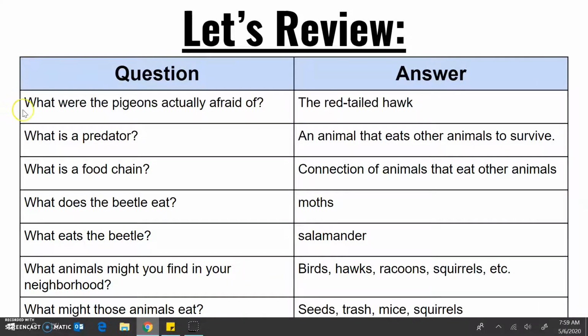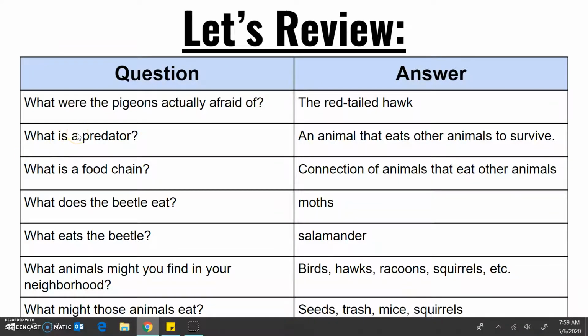So, in the city, the pigeons were actually afraid of the red-tailed hawk. He was swooping around, and although that's not his usual habitat, he's made a good home for himself there, just like the pigeons have, because the red-tailed hawk's major source of food is pigeons. So, the predator follows where the food goes.